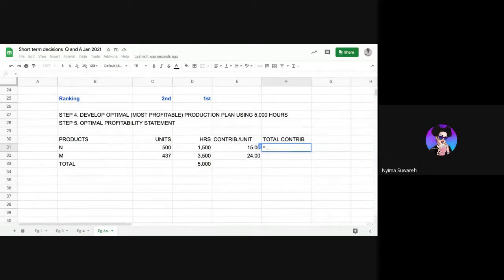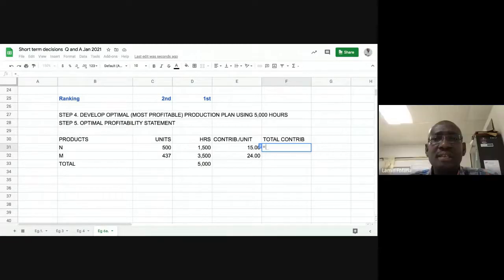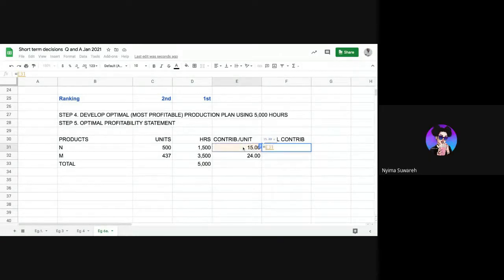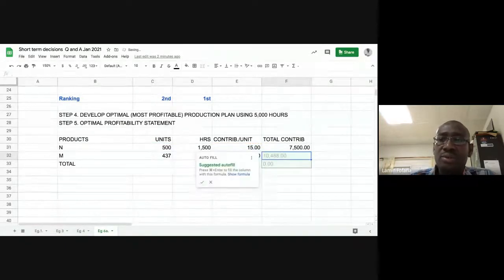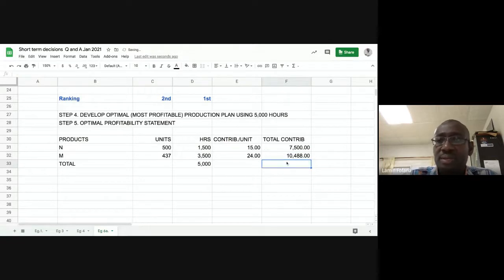It's going to be E31, multiplied by C31. Be careful not to mix the two, because it's very tempting. You can use the hours instead. The D column has got 1 hours. So we are trying to find contribution per unit, so it is the unit multiplied by the contribution per unit. Okay, not hours. Okay, and then we replicate. We don't do anything here.